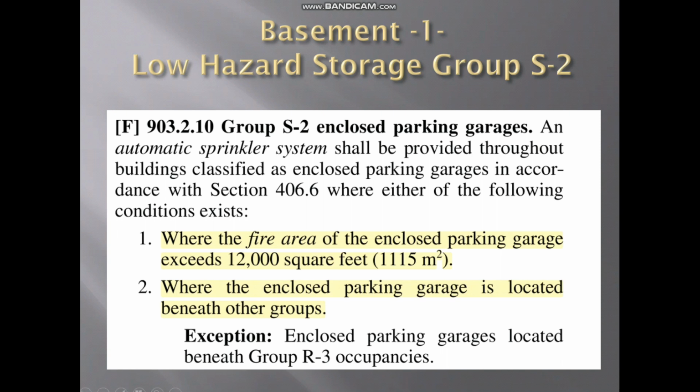The second condition is where the enclosed parking garage is located beneath other groups. For example, we have a residential group, and below the residential group there is an underground or enclosed parking. In that case this condition also applies, and we have to provide the automatic sprinkler system. That is what we discussed about the enclosed parking. Now we have to see the library requirement.